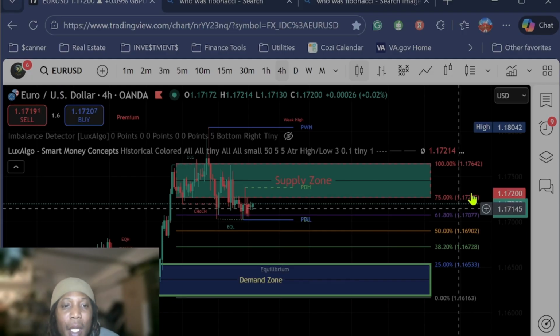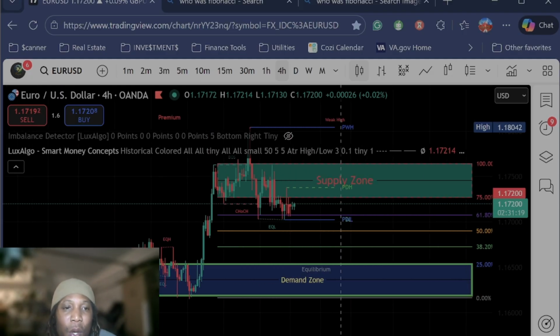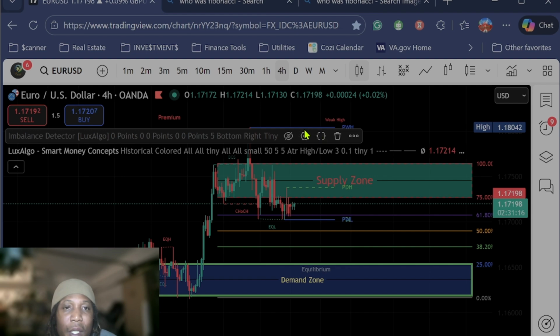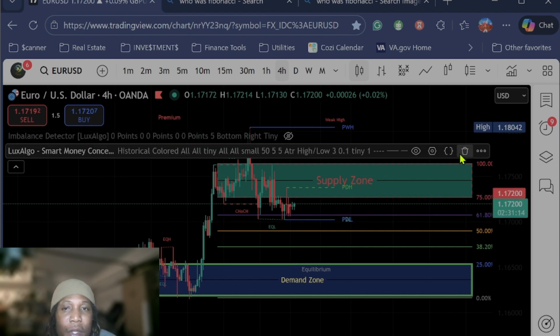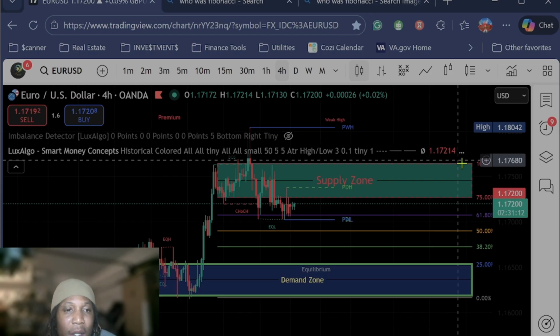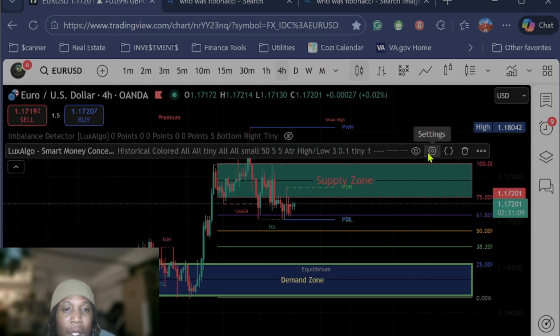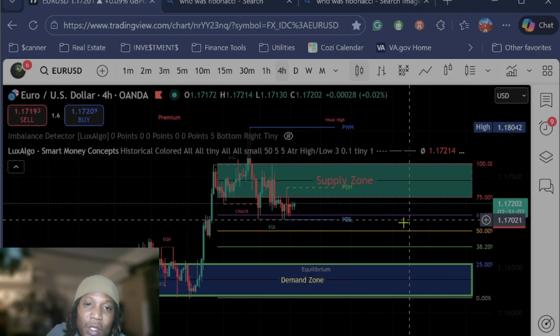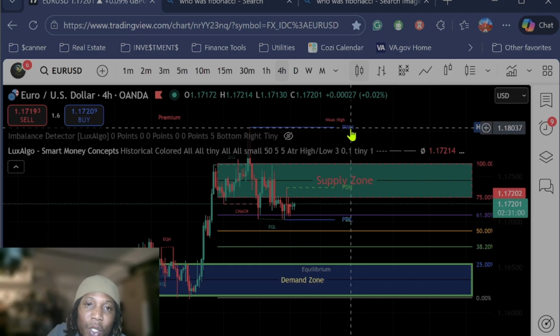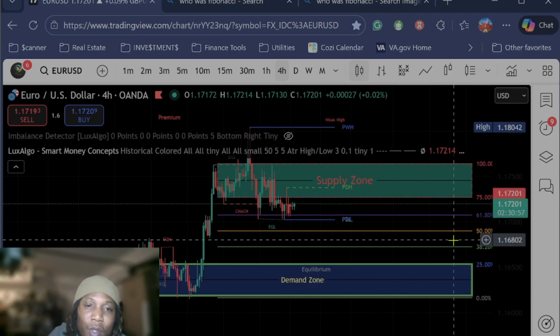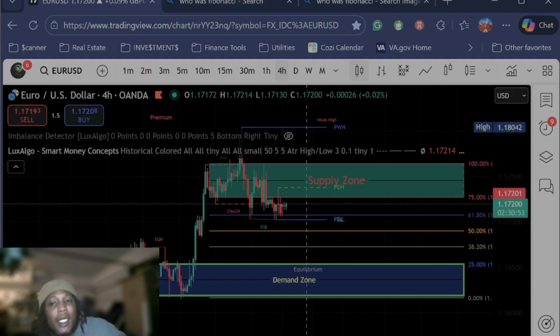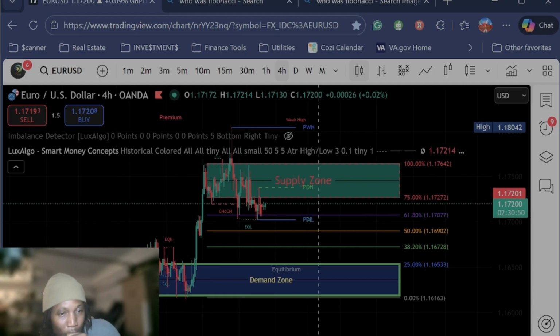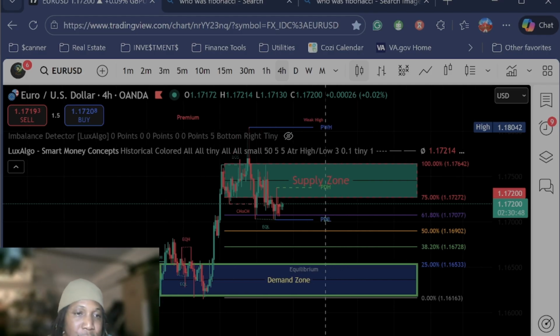Straight to the point. And again, I don't know why it's now showing the weekly high. I don't know if the indicator is lagging or what, but this is the weekly range. I don't know why it's now showing previous week high up here and previous week low down here. I don't know why it's doing that. But the indicator still works.